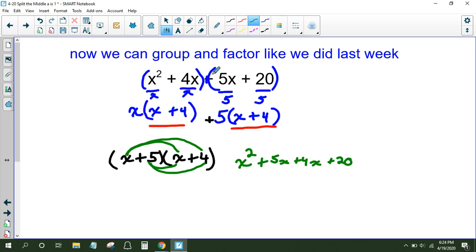So this is what we got here. And then if we combine like terms, we can combine the 5x and the 4x, and we do get x squared plus 9x plus 20. And we're good. So if you need to stop the video and rewind at any point, now would be a good time to do that before we head into the next example.